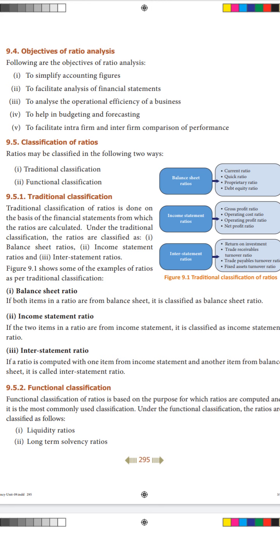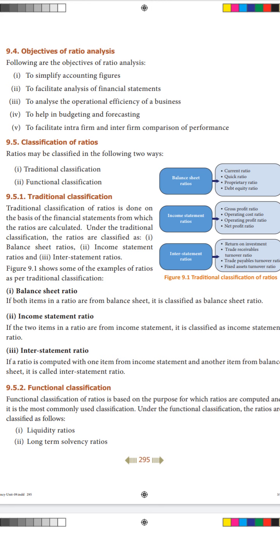The name itself says balance sheet ratio, which means when two accounts are being compared, both accounts would have appeared in the balance sheet. For example, if you are comparing your current assets and the fixed assets, both accounts appear only in the balance sheet, right? In that case, we call it a balance sheet ratio. So if both items in a ratio are from the balance sheet, it is classified as a balance sheet ratio.